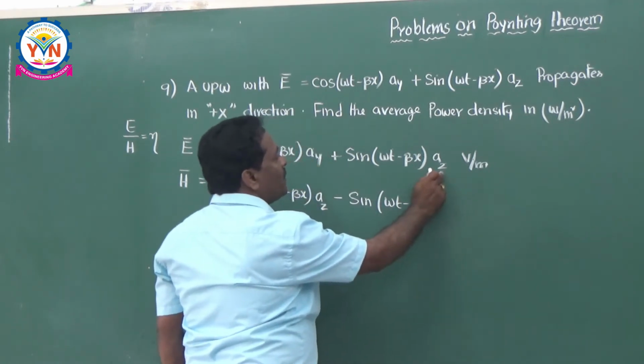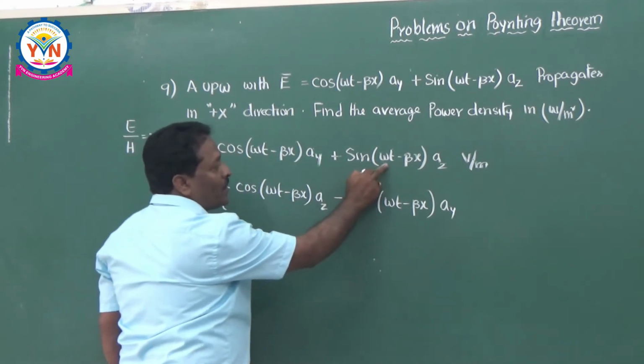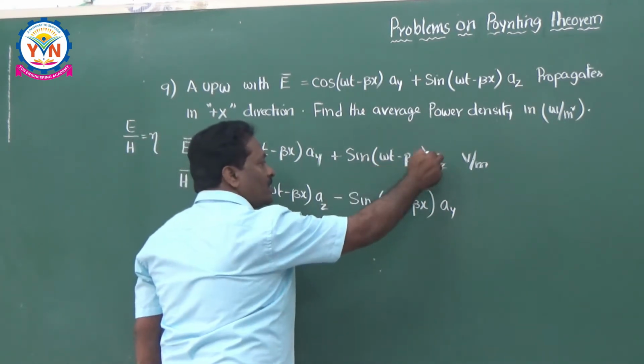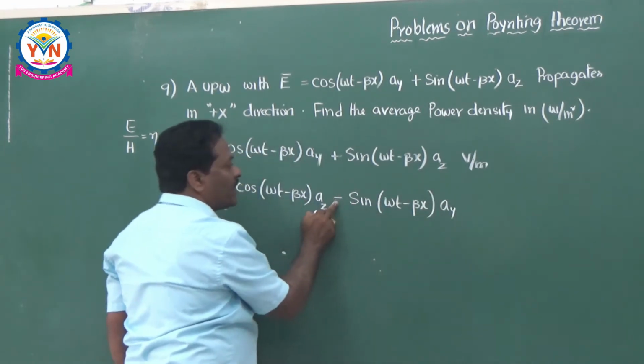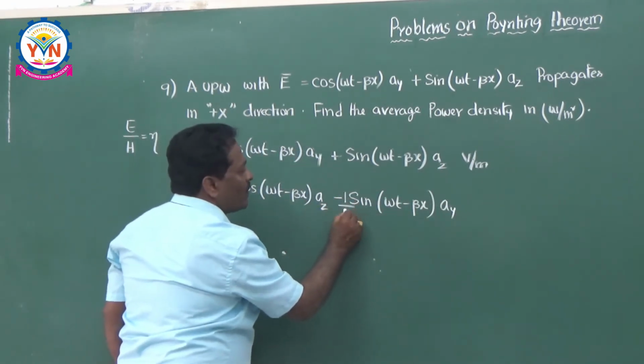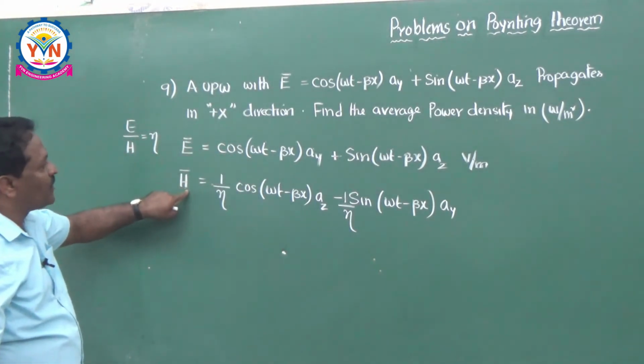Into, here it is ay, because the wave is already propagating in the x direction. Electric field is in z means it must be in y. Y means you are coming back, that's why it is negative. So it is also 1 by eta like this. So this is the way of writing the equation for this.